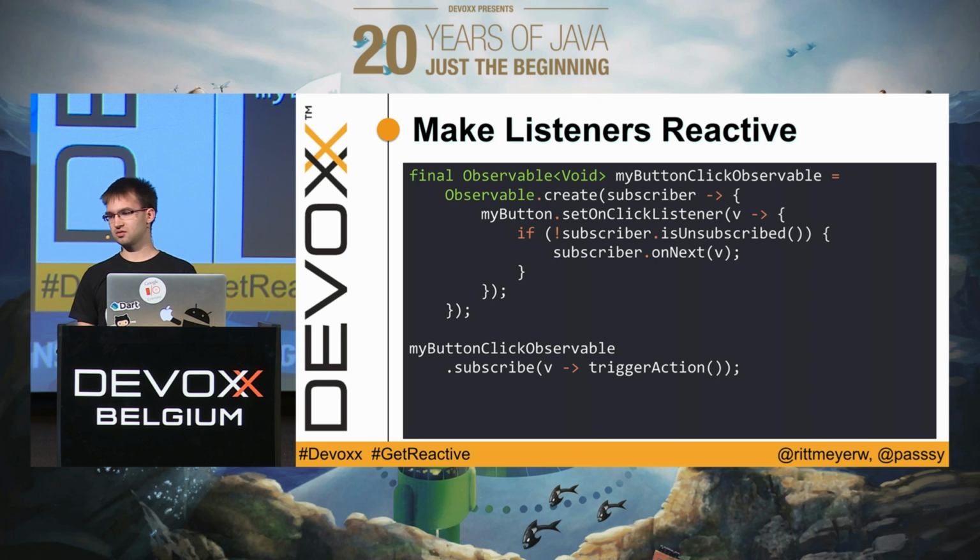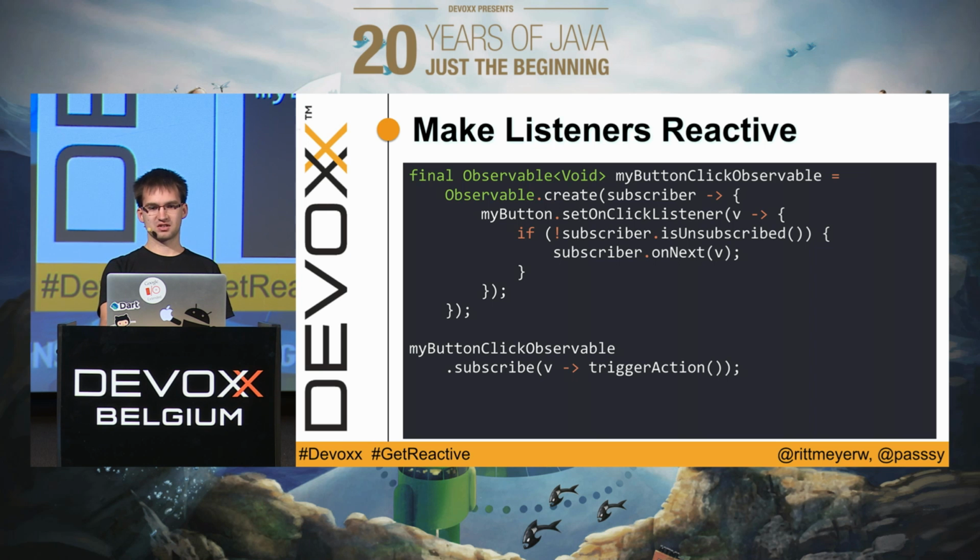It also supports this unsubscribe thing. So if the consumer unsubscribes from this observable, you don't get items, or you don't emit items. And yeah, the code below is just how you use this. You subscribe to the My Button click observable, and every time somebody taps on it, onNext is called, and you trigger the action. Very simple.